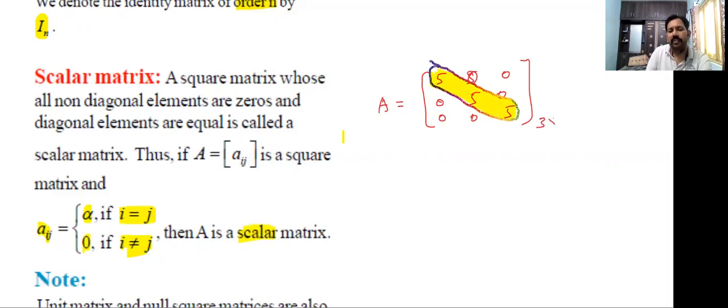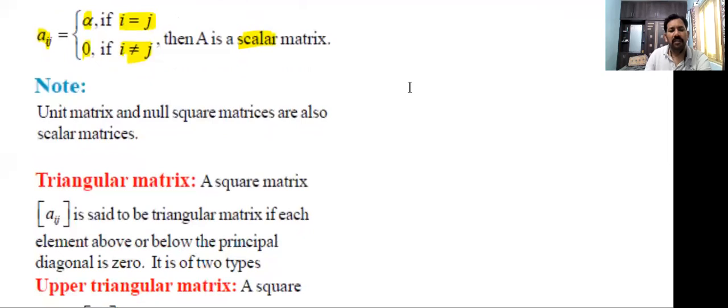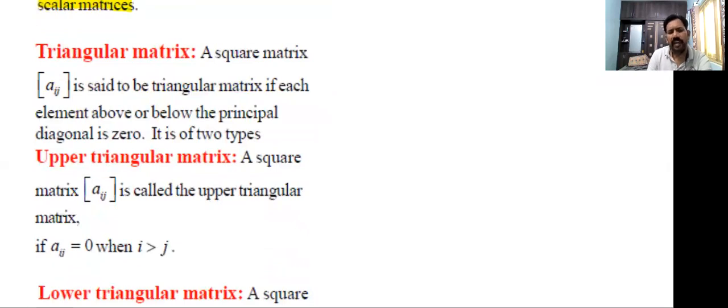What is the order of this matrix? 3 by 3. Okay. So note this important point: unit matrix and null square matrices are also scalar matrices only. Okay. Next, triangular matrix. What is a triangular matrix? Triangular matrices are of two types. One is the upper triangular matrix. Another one is the lower triangular matrix.